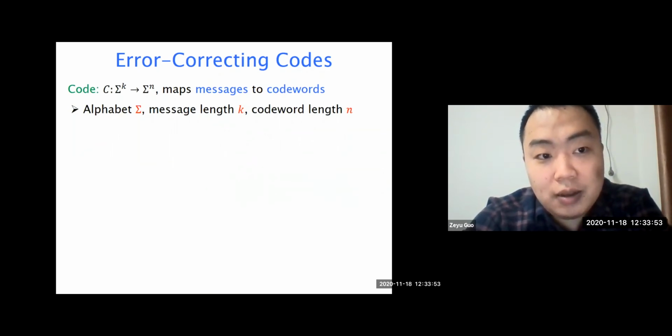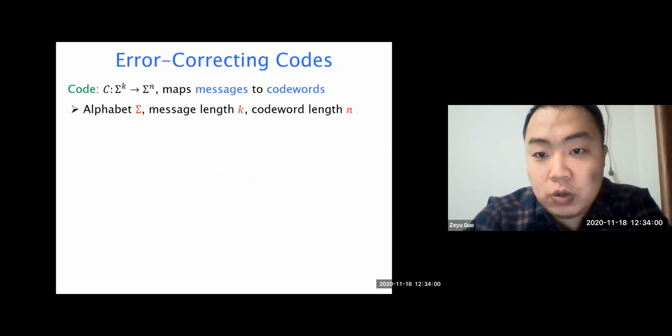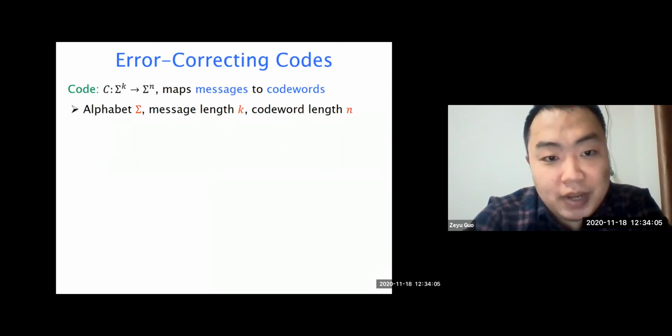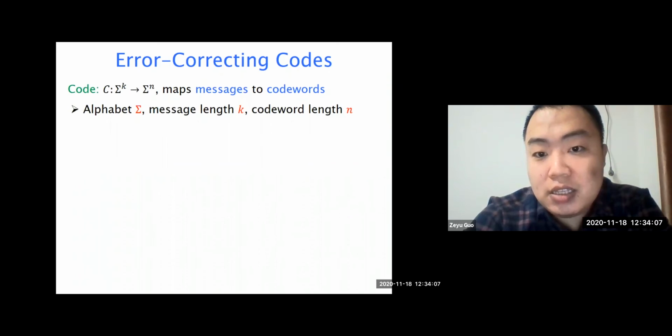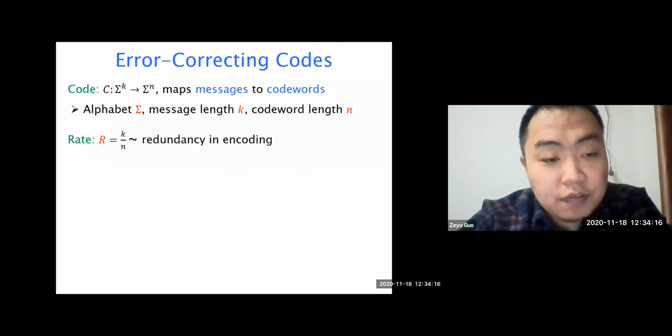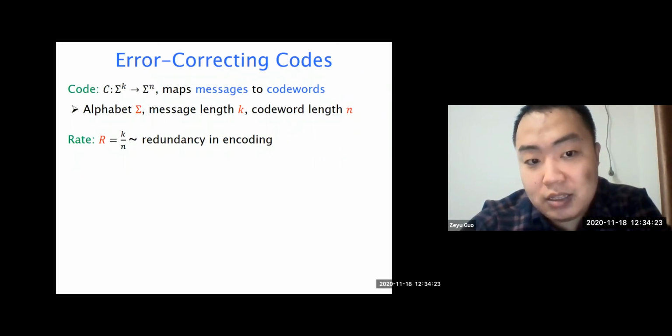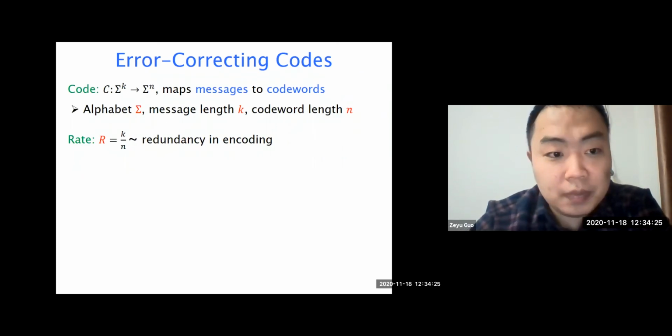A code is a map C from Sigma^k to Sigma^n that maps messages to code words. Sigma is a finite set of symbols, which we call the alphabet, k is the message length, and n is the code word length. Codes have some important parameters. One of the most important is the rate R, defined to be k divided by n, and it measures the redundancy in coding.